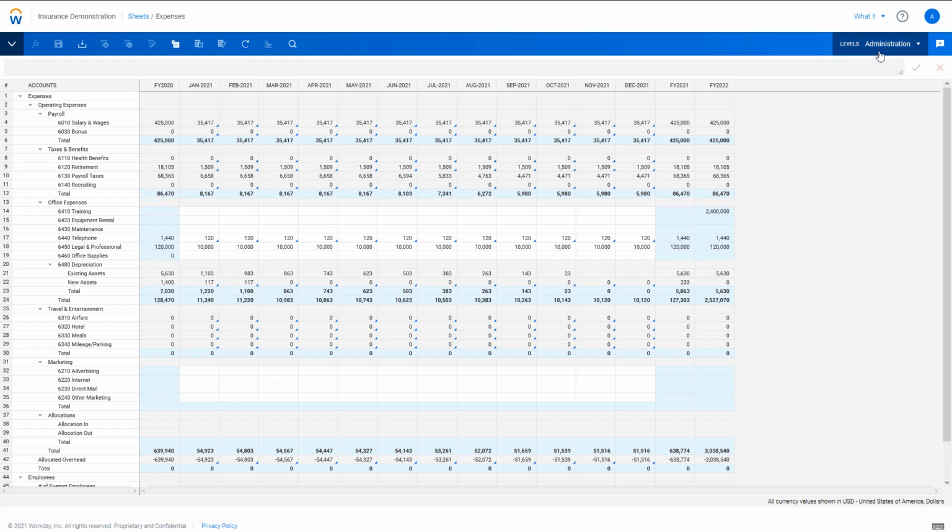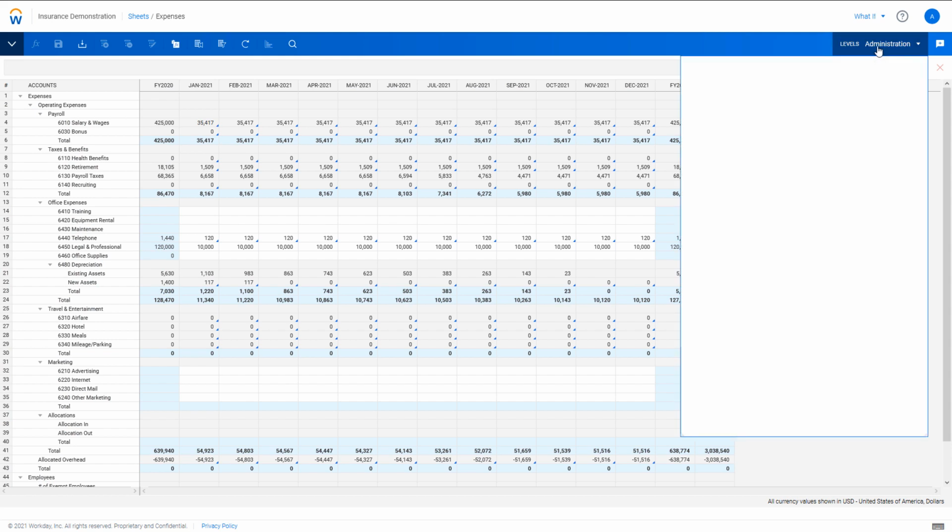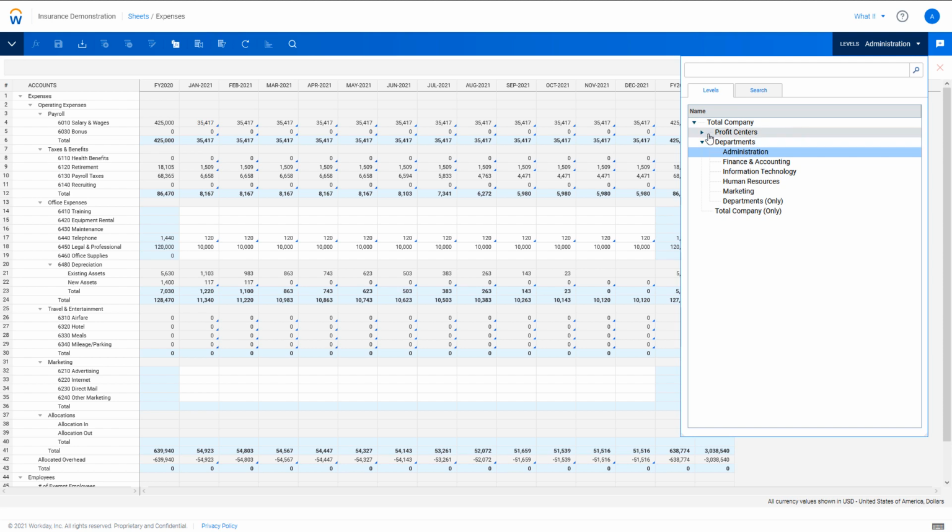Within here, you can also have unlimited dimensionality. So I'm looking at my organizational structure. Underneath the organizational structure, we've got profit centers. These profit centers can be broken down by state, by city, by location. You pick, you choose. It's completely up to you.